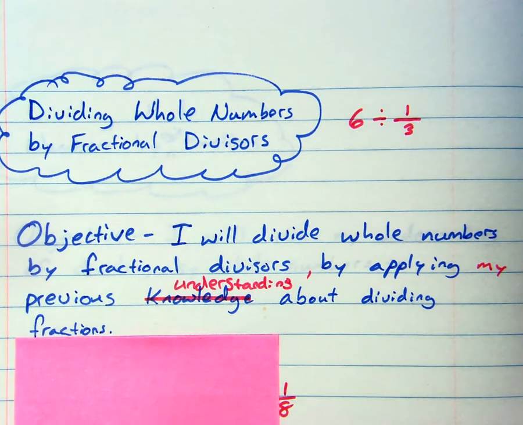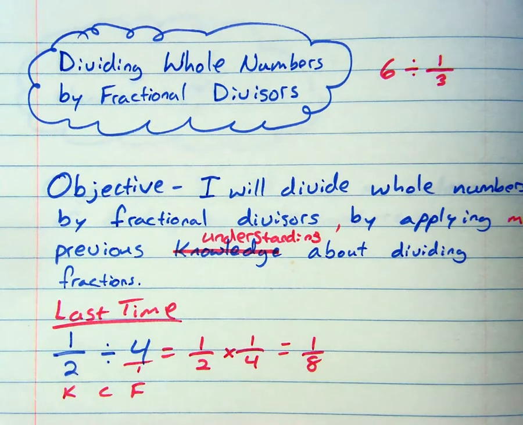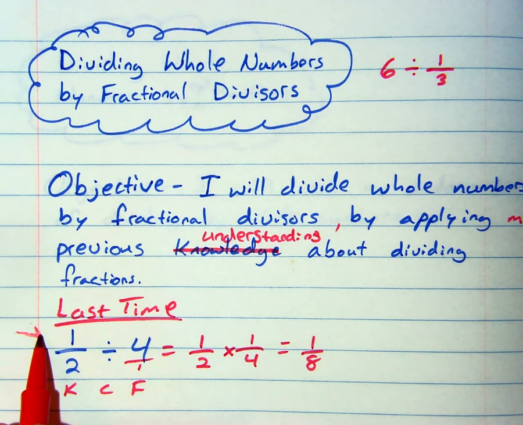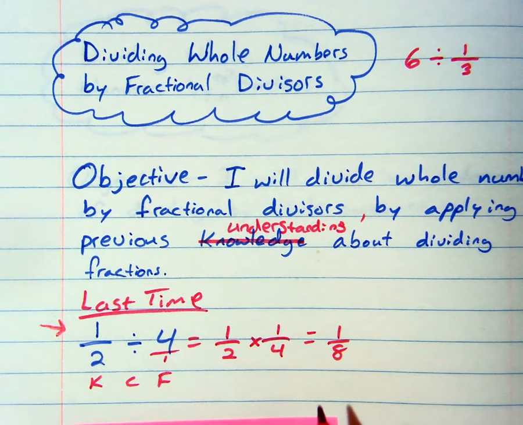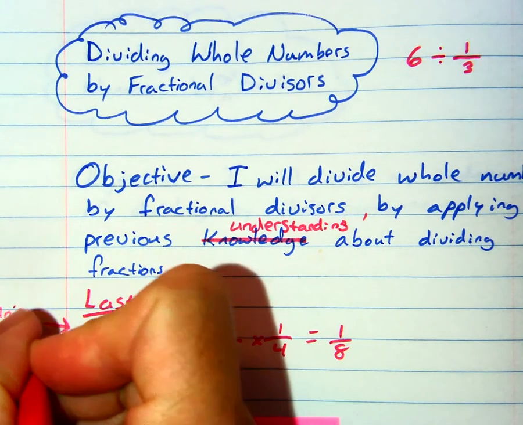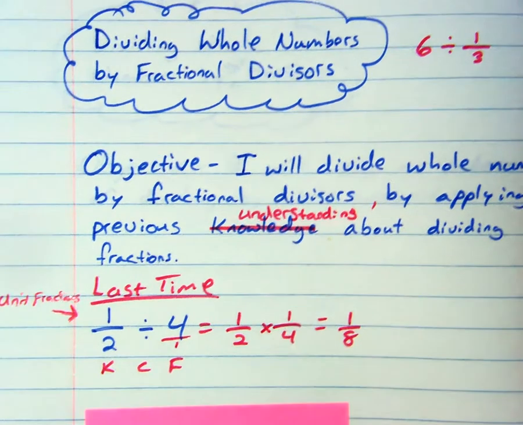Alright, let's jump into it. Last time, it looked like this. We had our dividend as a fraction, primarily one of these fractions. When it's got a 1 on the top, it's known as a what? 1 means unit fraction. And we're going to hold on to those unit fractions today.